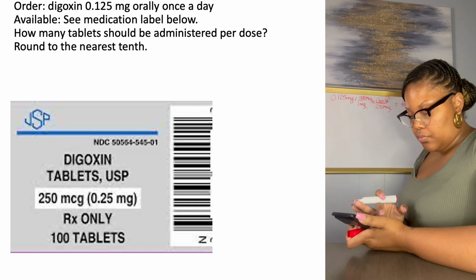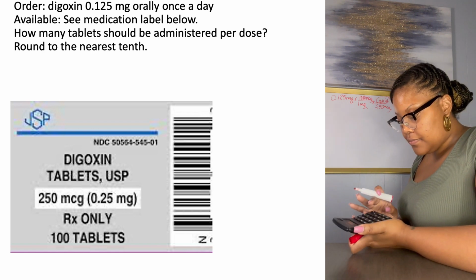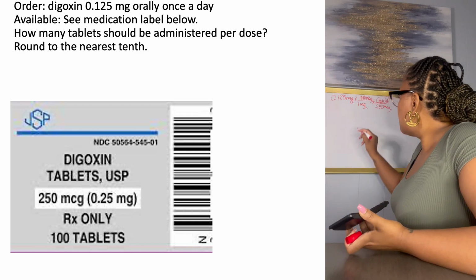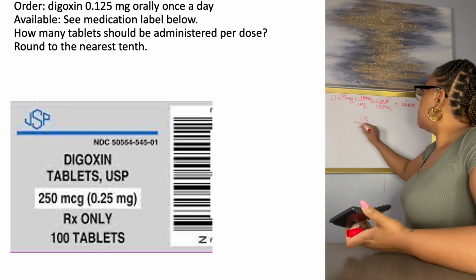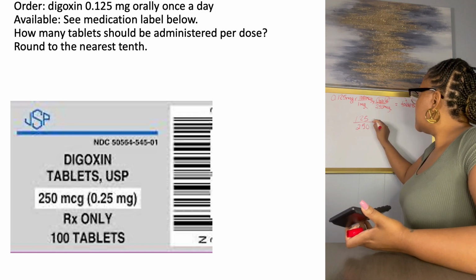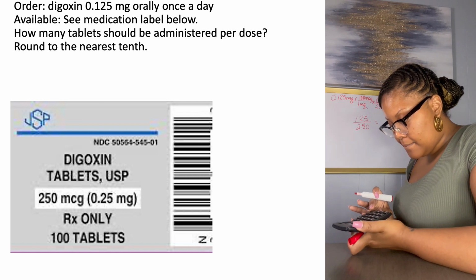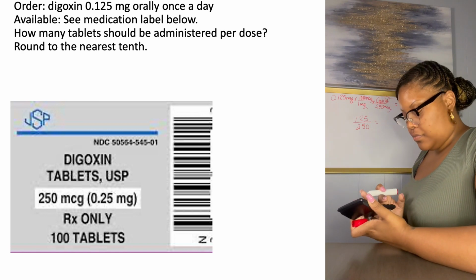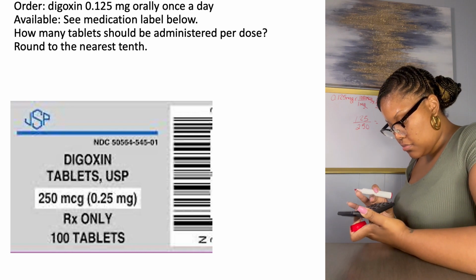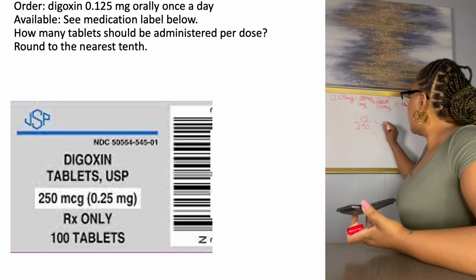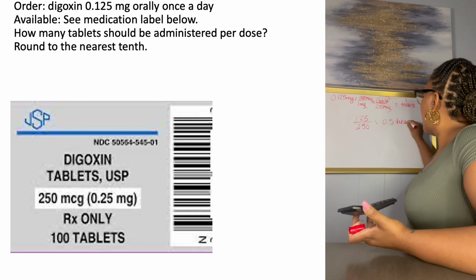So 0.125 times 1,000 will give us 125. And then 1 times 250 will give us 250. So we divide that, and our answer is 0.5 tablet. So this is what? A half a tablet.